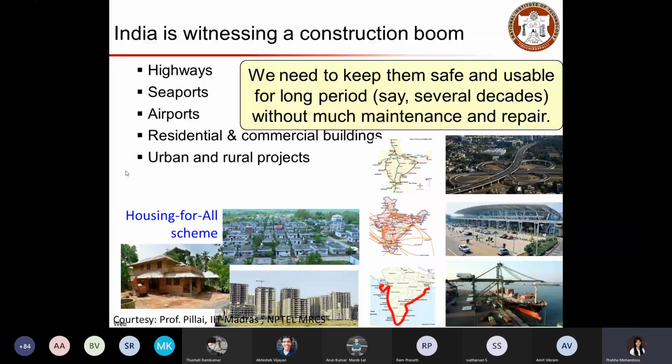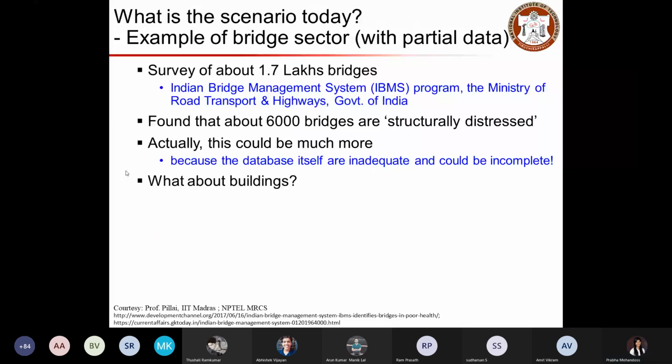And here is another scenario which tells the data involved in the bridge structures sector. Recently, a survey was conducted to know how many bridges have been built, or how many bridges we have in our nation. The survey says we have about 1.7 lakh bridges. This was reported by the Indian Bridge Management System program, which comes under the Ministry of Road Transport and Highways.